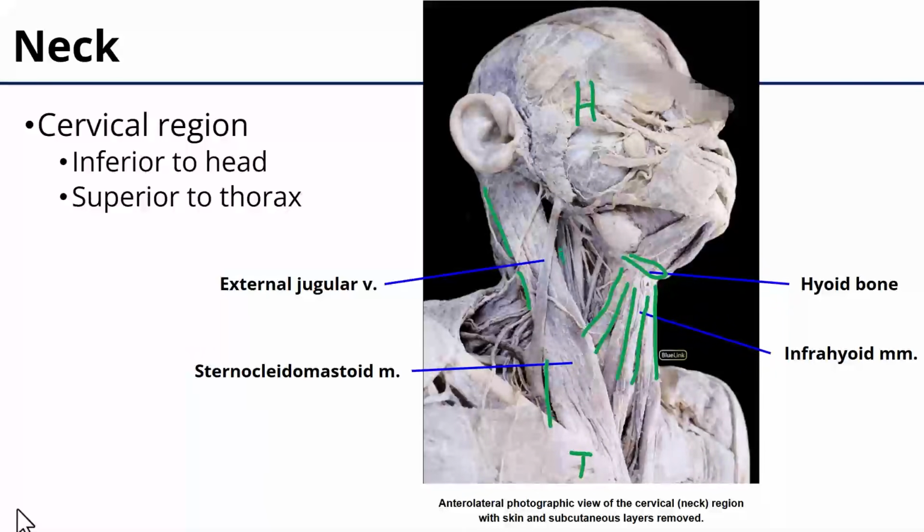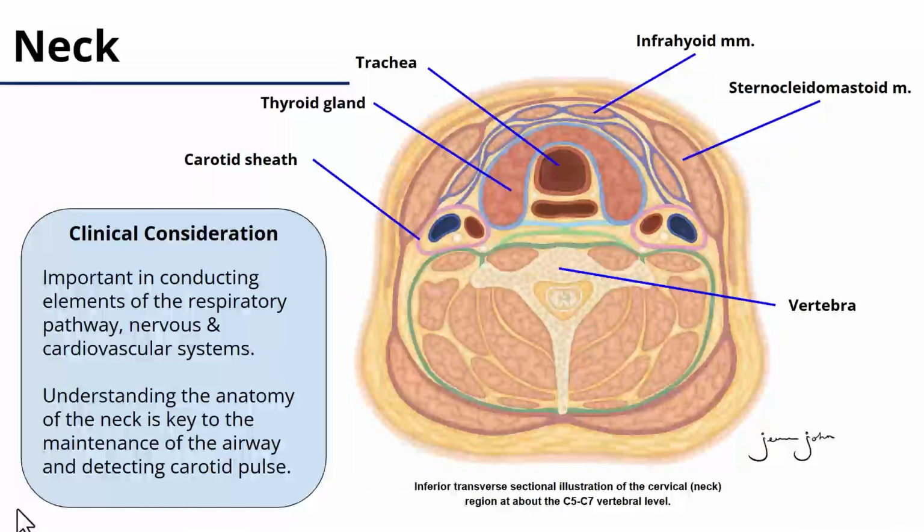sternocleidomastoid muscles, which are located here, that are these thick strap-like muscles of the neck. We can see the external jugular vein, which is returning blood from the face and head down to the subclavian vein there. There are many different systems that are an important component of the neck.